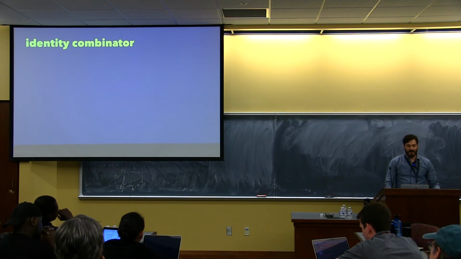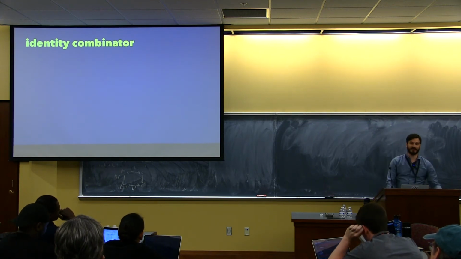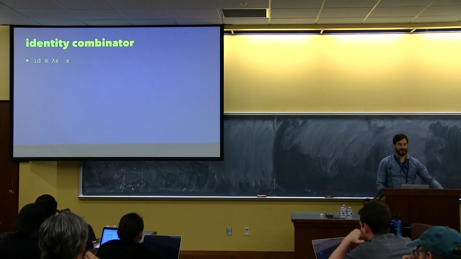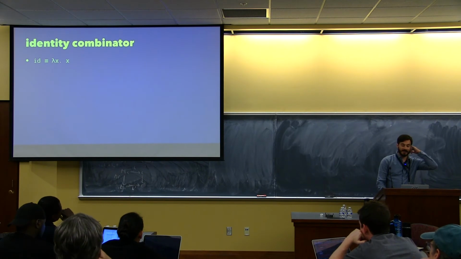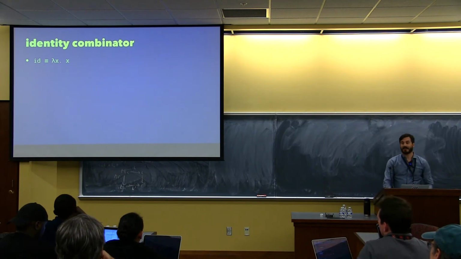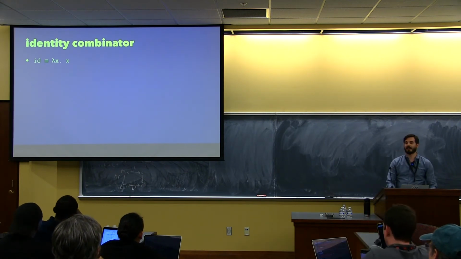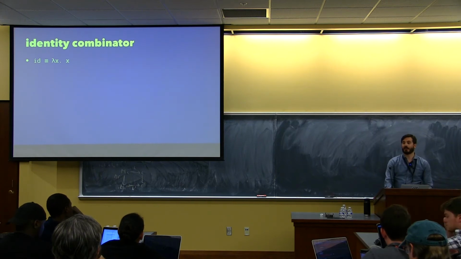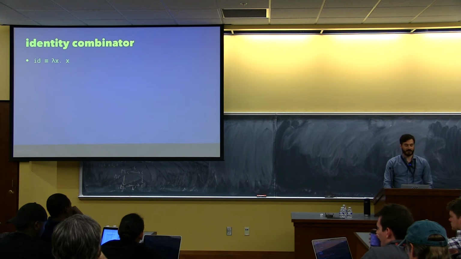Another scary word. I like to think of a combinator as a function with no free variables. It's a function you can combine with other functions to do some very neat things. So we've already seen this one, lambda x dot x. We call this the identity function because whatever we give it, we get it back again. And this will prove to be useful and important in many places in functional programming.